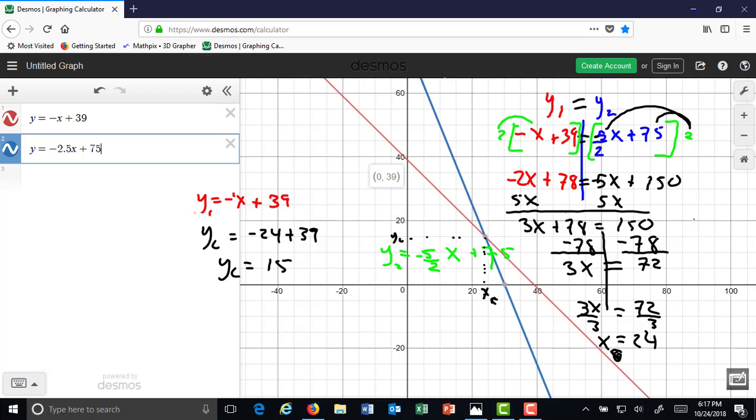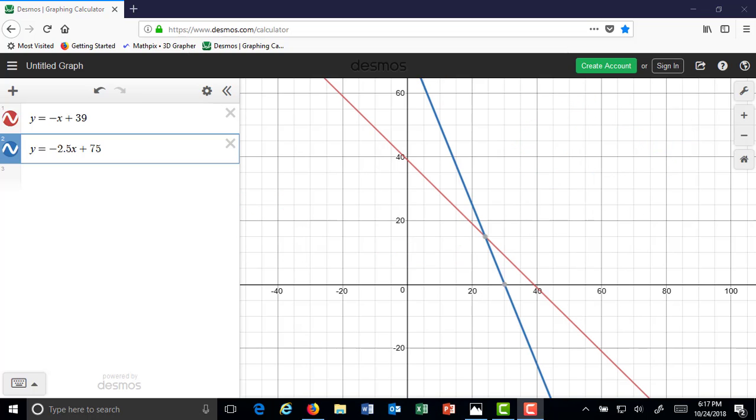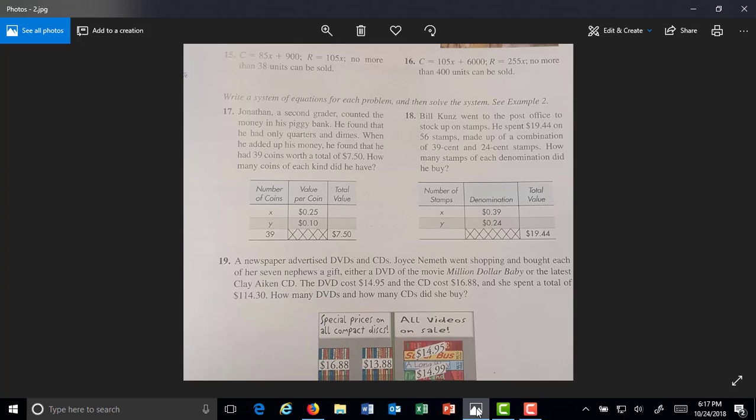So what I'm saying is that I have the solution to the problem right here, which should be right here. Oh, right there. Right? Did I have 24, 15? Yeah. Okay. So now, to check it with the word problem, and that one was here. All right. So now I want to check it.